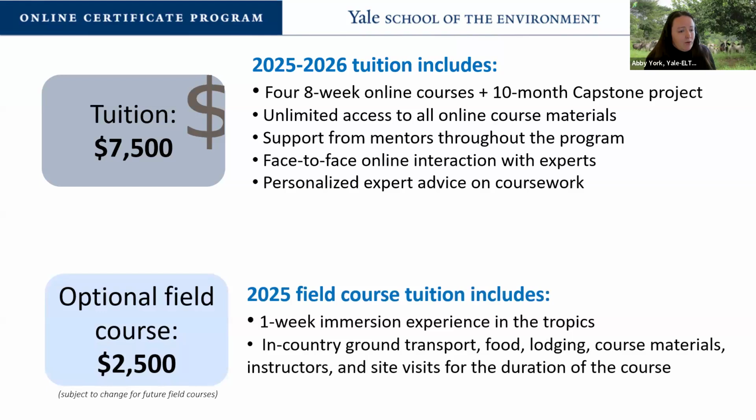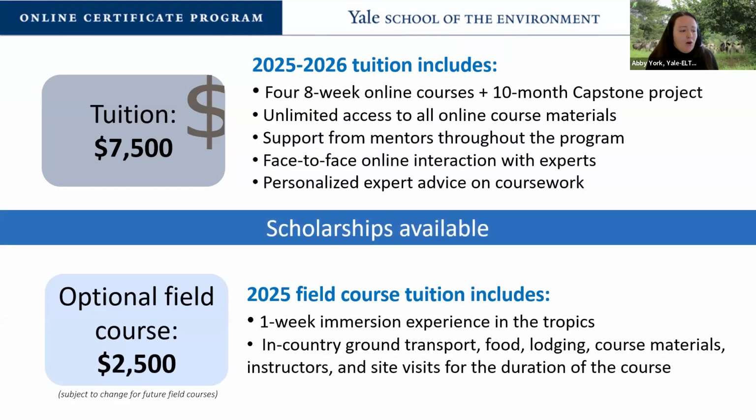As Emmy mentioned earlier, we do also have the optional field course. This is separate and optional. Tuition for this is $2,500 US, and the tuition includes a 1-week immersion experience in the tropics, as well as the in-country ground transportation, food, lodging, course materials, instructors, and site visits for the duration of the course. For both opportunities, scholarships are available.